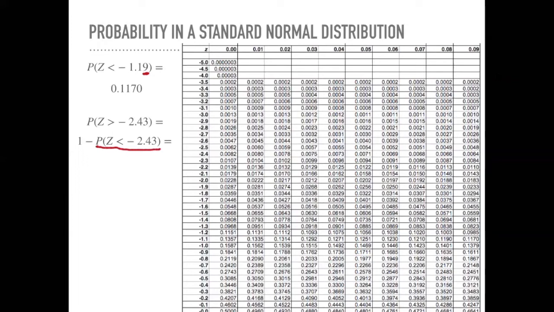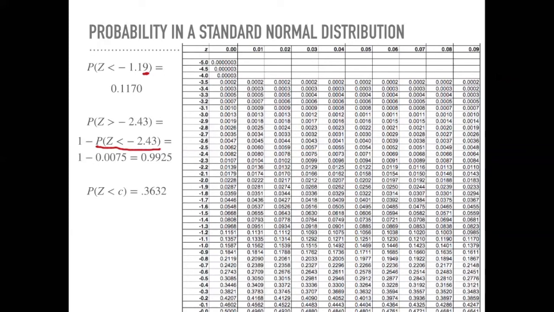All right, so we're going to find negative 2.4 along the left and then 0.03 along the top. And we see that those intersect at 0.0075. So we do 1 minus that, giving us 0.9925. Okay, the table's really not that bad. Let's try another one here.